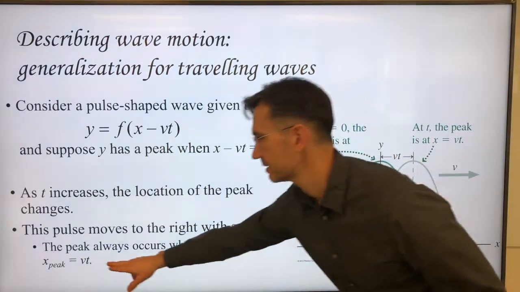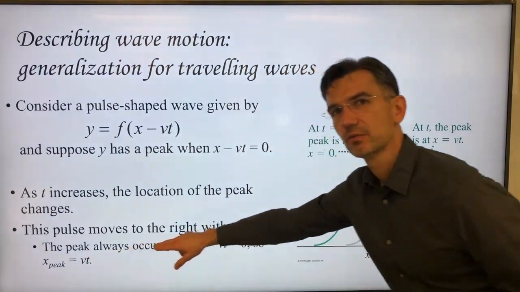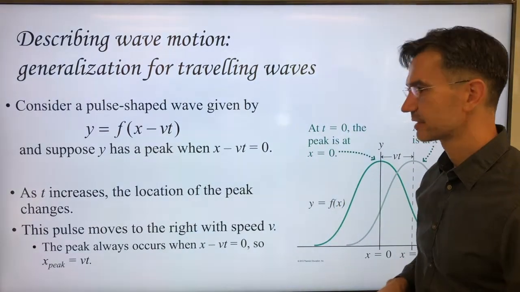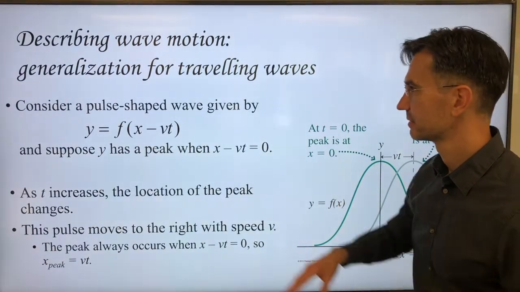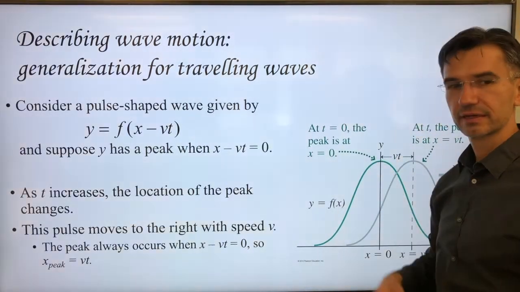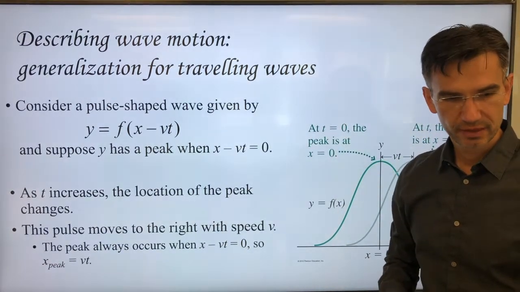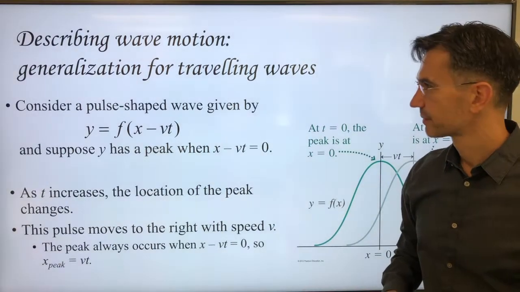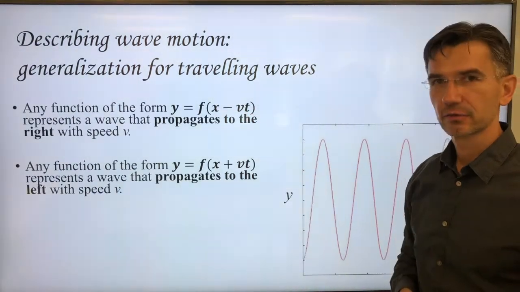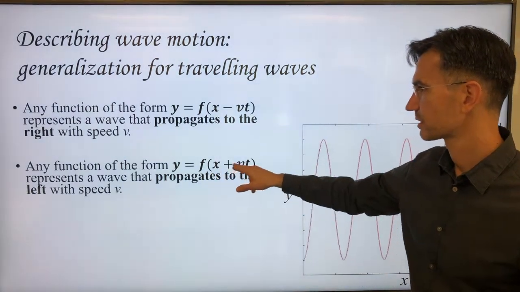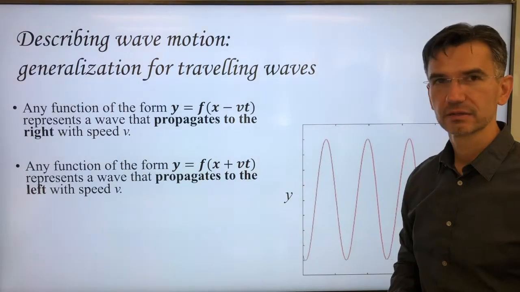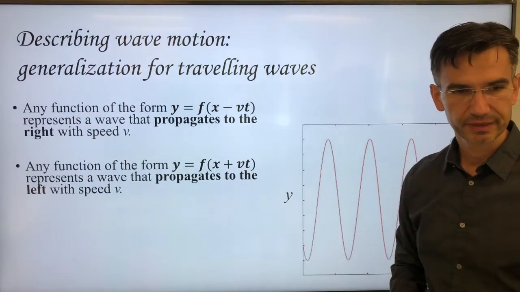And now we see that the x location of the peak will increase as time increases. So that's why this wave is propagating to the right. That's how this minus sign gives us a right propagating wave. And to generalize this, any expression of this form will give us a wave propagating to the right, whereas any expression of this form, where there's a positive sign in front of the time, will give us a wave propagating to the left with a speed v.